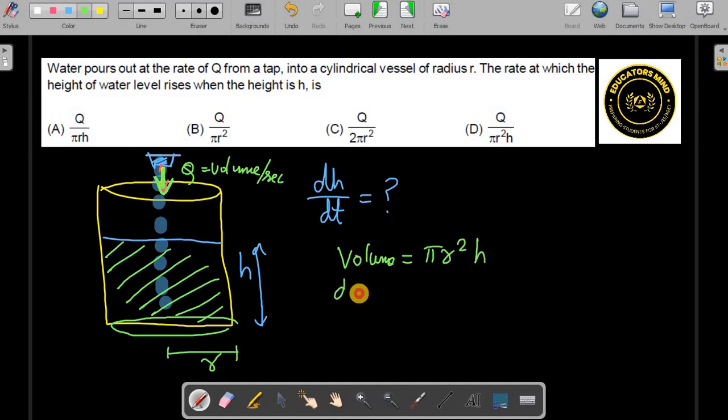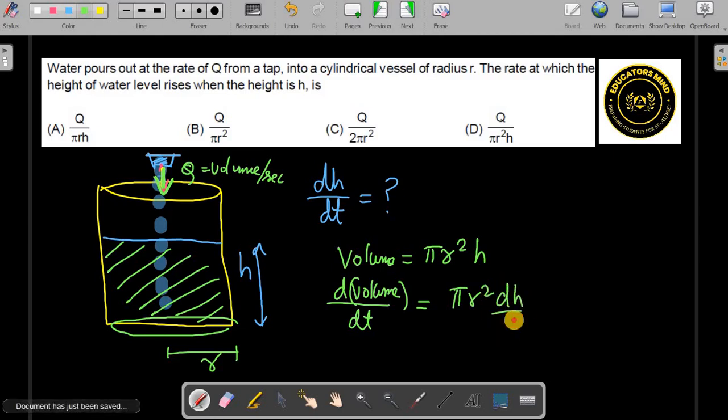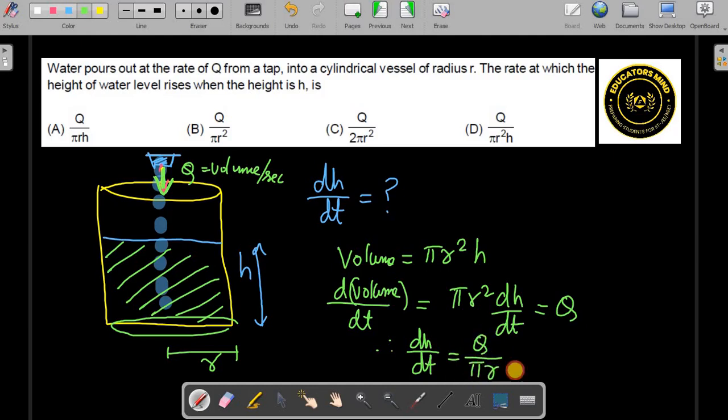Now the rate at which volume is changing, dV with respect to t, is given. When you differentiate, pi r square doesn't change, it's constant. Then dh by dt, and they have given this as Q. So from here dh by dt becomes Q by pi r square. So the rate at which the height is changing is Q by pi r square, and the correct option will be option B.